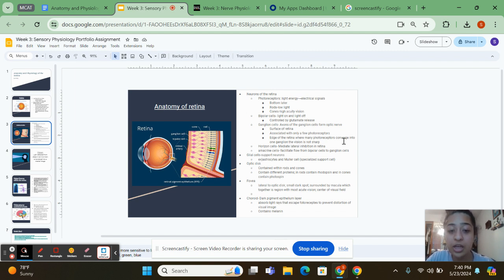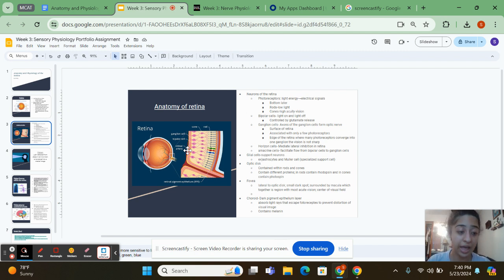The fovea is a little bump in the retina, and it's surrounded by the macula. Together, this area of the retina has the most acute vision, and it's the center of the visual field. This is the area with the highest resolution.